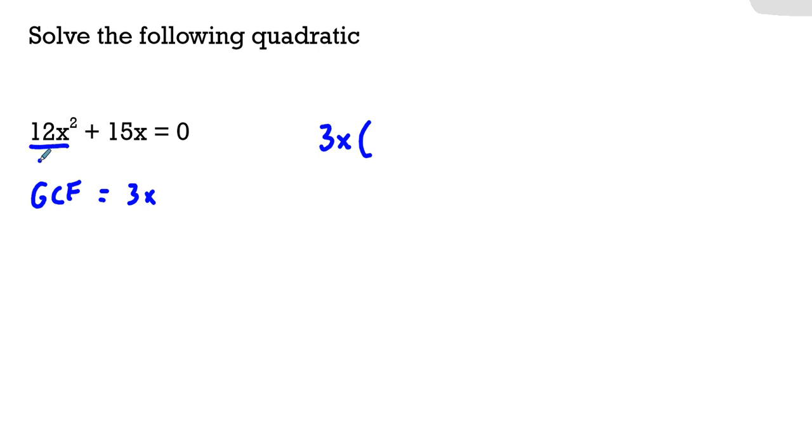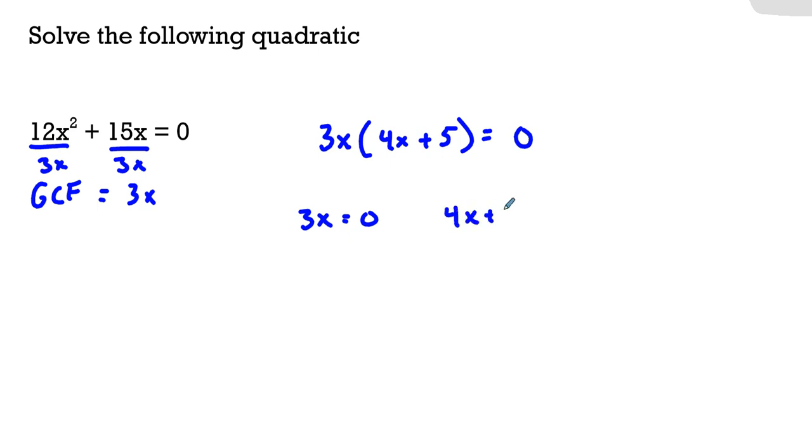If we divide both of these by 3x, we'll get what's inside the parentheses. That gives us 4x: 12x squared divided by 3x, 12 divided by 3 is 4, and one of the x's cancels out. And then 15x divided by 3x just gives us 5. Since we know one of them, or both of them, must be 0, since the product of them is 0, that's the zero product property, either 3x is equal to 0, or 4x plus 5 is equal to 0.